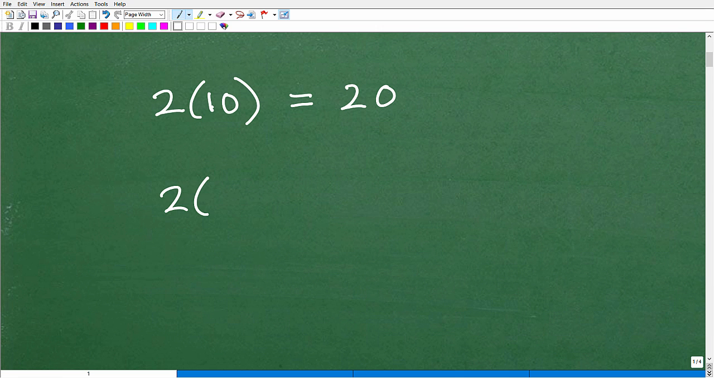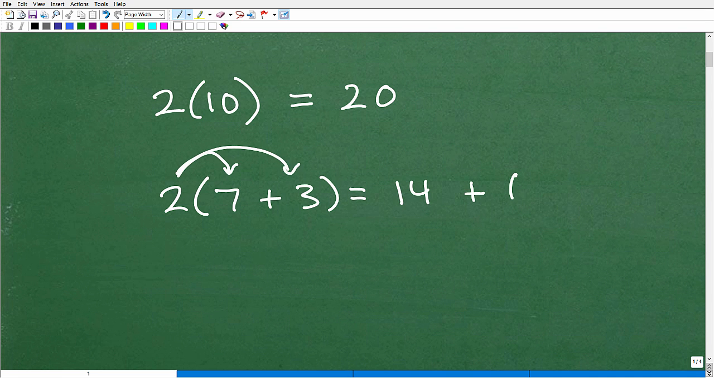Okay, it could be the sum or difference. Let's just say 7 plus 3. Okay, 7 plus 3 is in fact 10, right? It's just another way to write 10. Now, I can use the distributive property. So that's 2 times 7, okay, is going to be what? 2 times 7 is 14, plus 2 times 3 is 6. 14 and 6 is 20, okay? So this is the distributive property, and it's super, super powerful and super handy, okay?